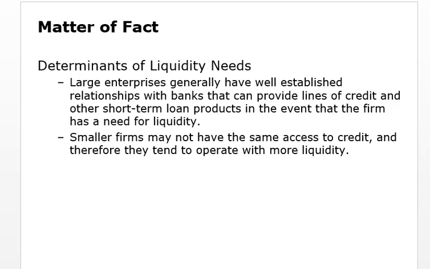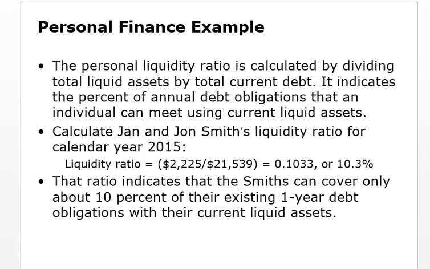So smaller firms don't have the same amount of access that the larger firms do. So they tend to need a higher amount of liquidity in their current ratio than the bigger company. So a bigger company has better access to money and can borrow money quickly, and they don't have to worry about their liquidity position as much as a smaller business. The smaller business won't be able to borrow money as fast.